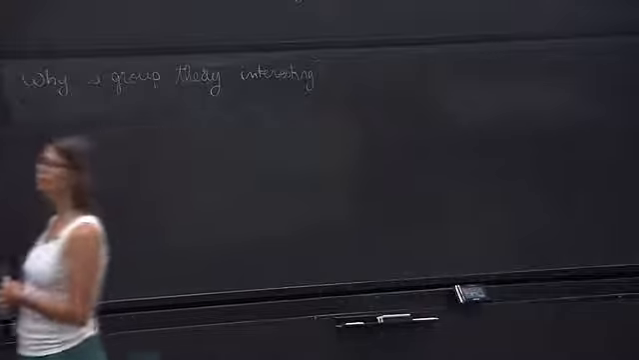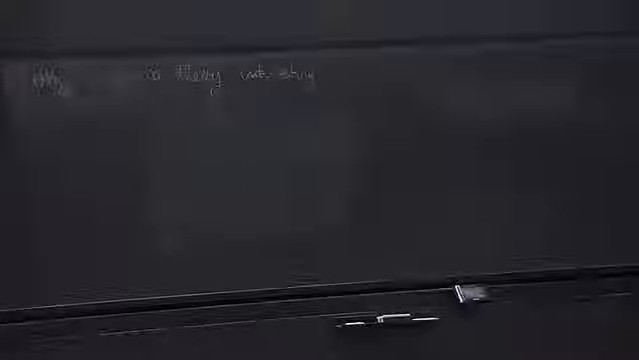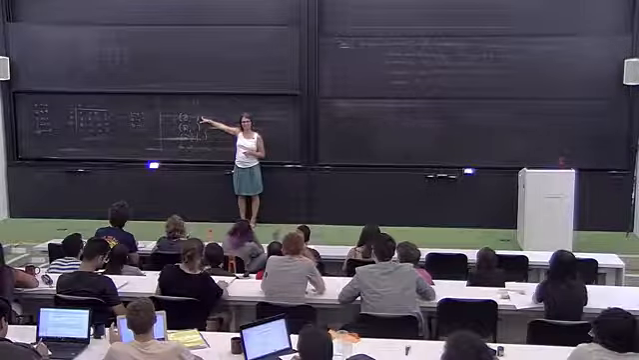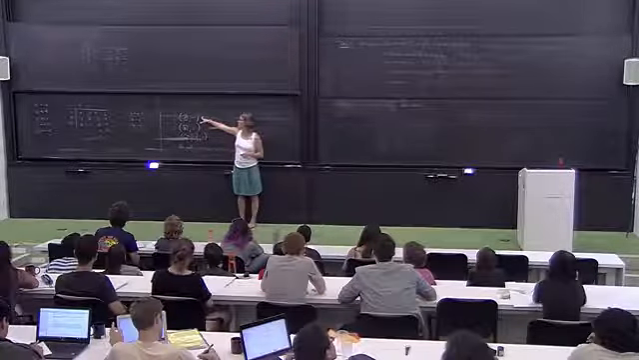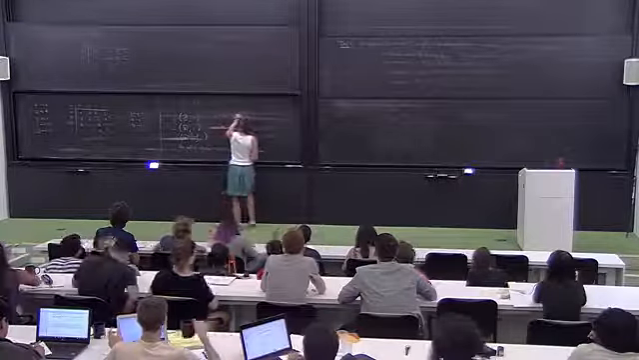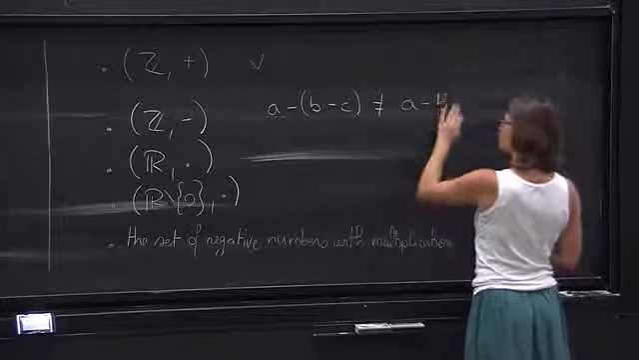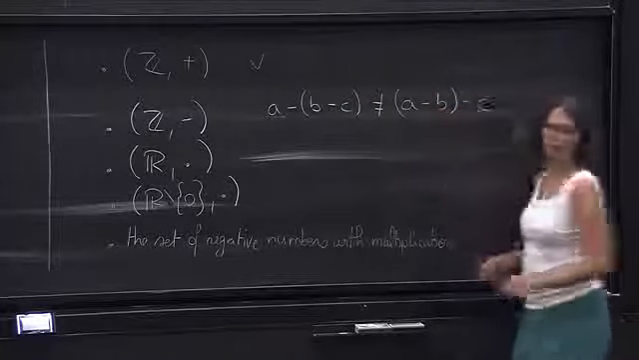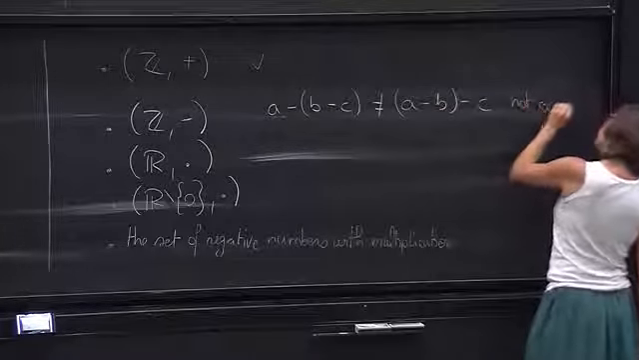Okay. So, is that a group? Yes. Who said yes? Okay. Who said no? And why? So you need to convince your neighbor. It's not associative, yeah, okay? If you take the subtraction, it is different from the other order. Not associative. Good.